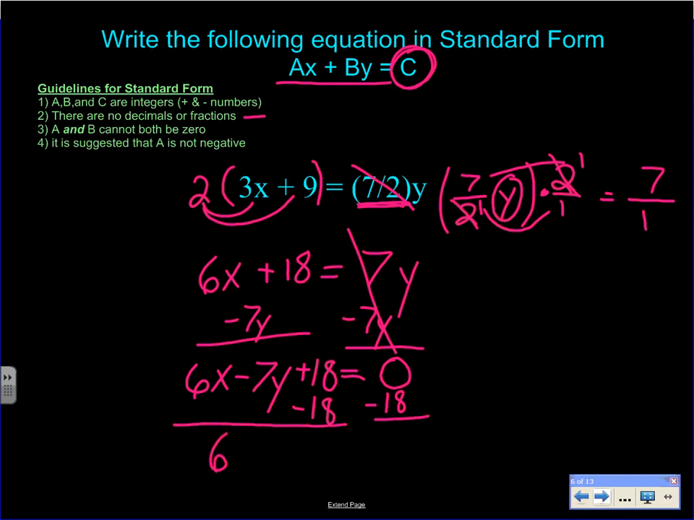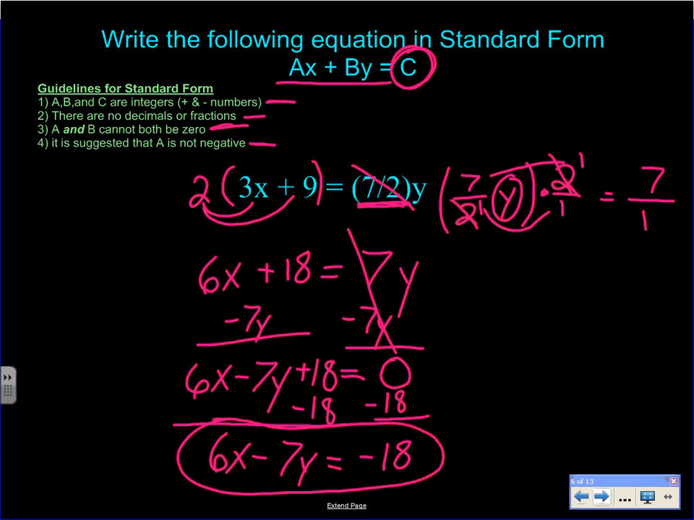And we're left with 6x minus 7y is equal to negative 18. Guideline number 1 is fulfilled. A, B, and C are all positive, negative numbers or 0. A and B are not both 0. And it is suggested that A is not negative. Well, the 6 is positive, so we've met our suggestion. 6x minus 7y is equal to negative 18. We now have this in standard form.